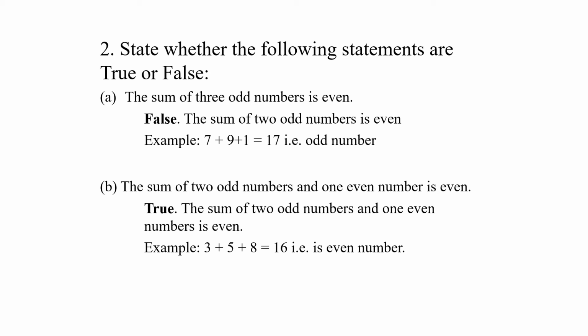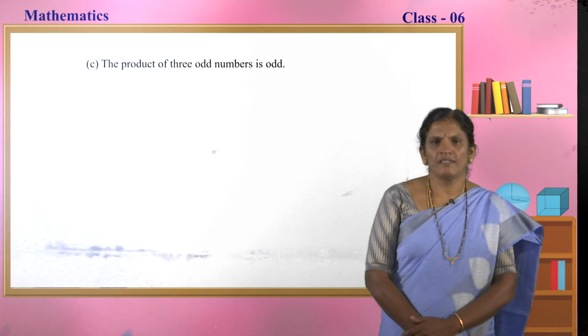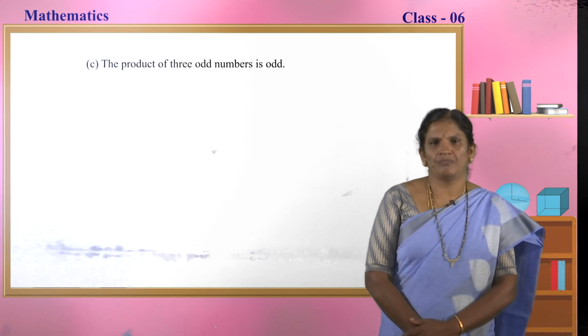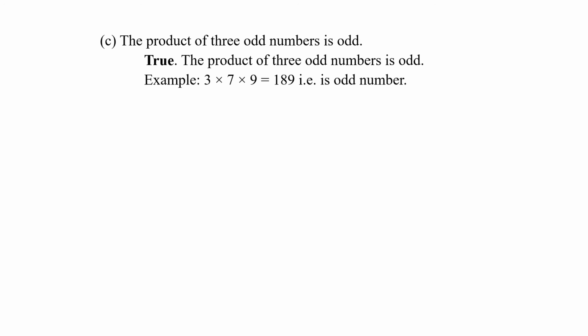B question, the sum of two odd numbers and one even number is even. True. See, take 3 and 5 plus 8. 3 and 5 are odd numbers, 8 is an even number. Their sum is 16. Again it is an even number. Yes, it is true. C question, the product of 3 odd numbers is odd. It is true. See, example, 3 into 7 into 9, the product is 189, it is an odd number, so it is true.